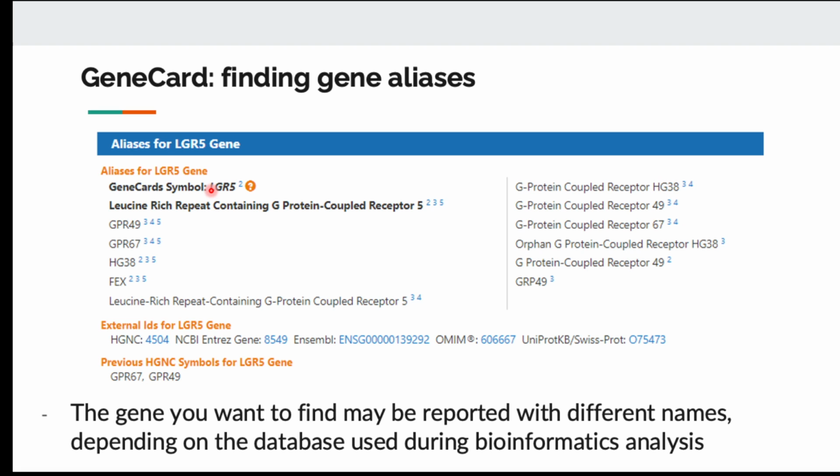So sometimes when you analyze omics data, you can't find LGR5, but when you change to a different name, you can find it. GeneCards is a website that I usually use to check for gene aliases. This website will tell you all the other possible names for a gene, so that you can make sure that the omics dataset you are looking at really doesn't contain the gene that you want, and it's not because the platform or the analysis was performed using a different gene name.